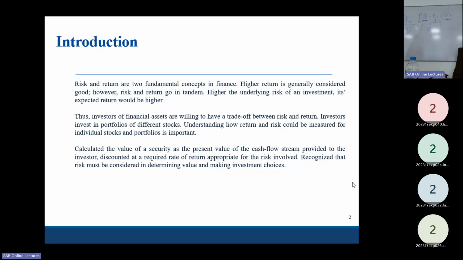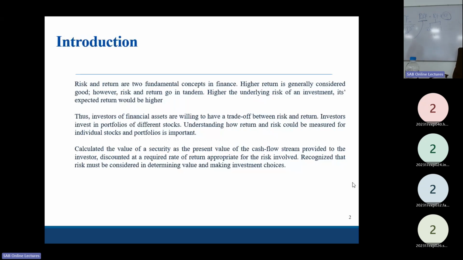Thus, investors of financial assets are willing to have a trade-off between risk and return. So you have to manage this trade-off. That is why we construct a portfolio. You are taking risk to a certain level to maximize the return. So investors should be able to make this decision by having this trade-off between risk and return.